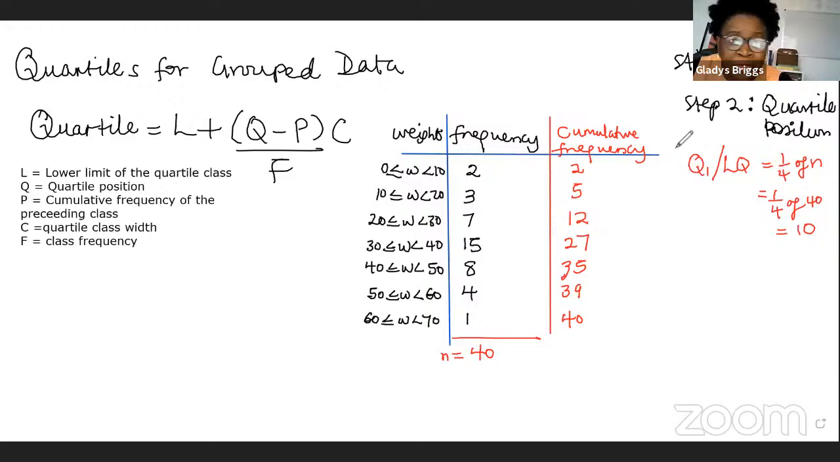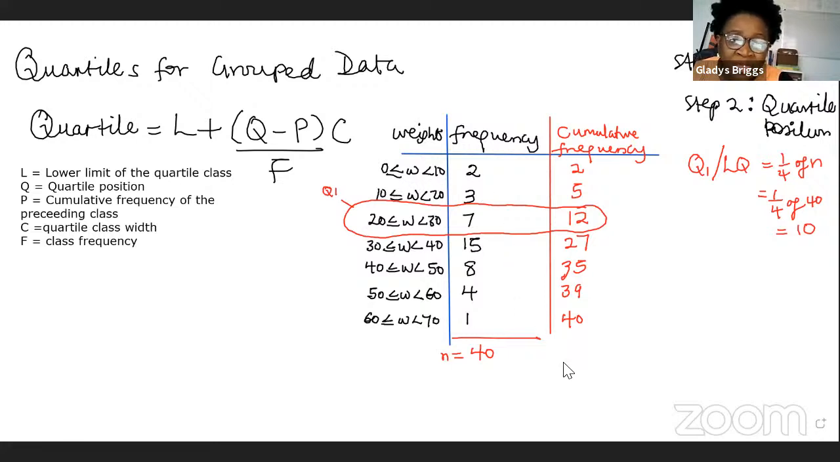Now you're going to come onto your data and find where 10 is in your cumulative frequency. This is your 1, 2, so it's not going to be in this one. 3, 4, 5 is in this one, but 10 is not here. 6, 7, 8, 9, 10. So 10 is going to be in this one here. So that's our quartile position for quartile 1.